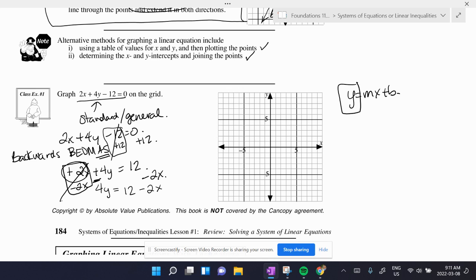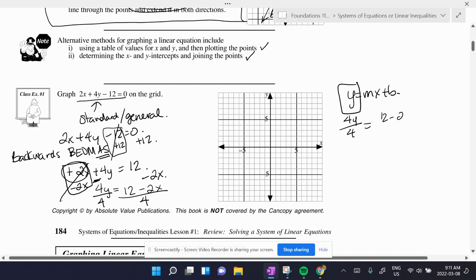So how do I get y by itself? What's left to do? Divide by 4. You divide the whole side. I'm going to write this over here again. 4y over 4 equals 12 minus 2x over 4. If I'm dividing a whole side, so 4 times y divided by 4, the 4's become 1, right? 4 divided by 4 is 1. So I don't have to show it anymore. So this is y over here.